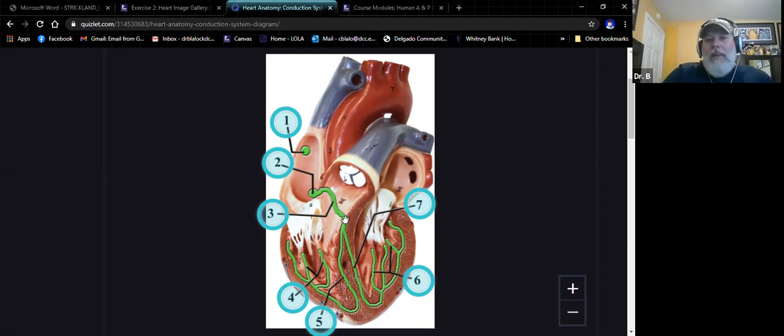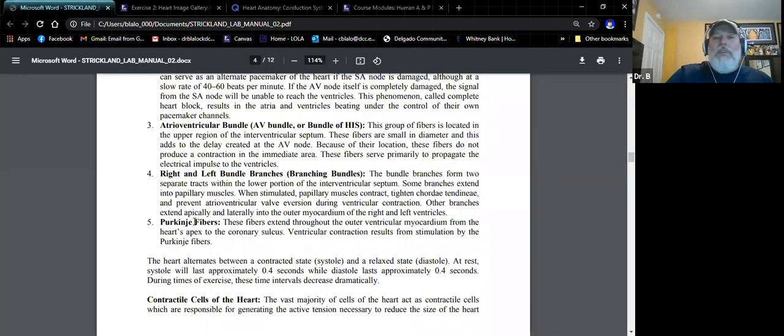So as the impulses travel down these bundles, these bundle branches, we're going to start tightening up these papillary muscles. Now, as these bundle branches reach the apex, they're going to then start to wrap around the ventricles. And as they wrap around the ventricles, we then refer to them as the Purkinje fibers. And these are going to be the fibers that extend through the ventricular myocardium and are going to cause ventricular contraction to begin at that apex.